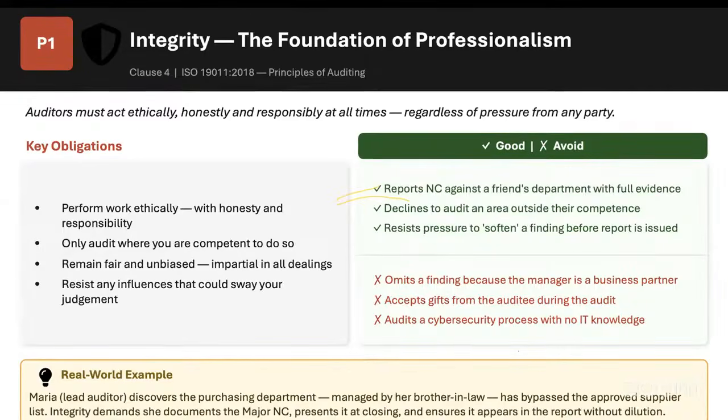Now let's look at a real-world example of integrity. Maria, a lead auditor, discovers that the purchasing department, managed by her brother-in-law, has bypassed the approved supplier list. Integrity demands she documents the major non-conformity, presents it at closing, and ensures it appears in the report without dilution. I always say it everywhere. When we get to the other principles of auditing, we are going to talk about it.